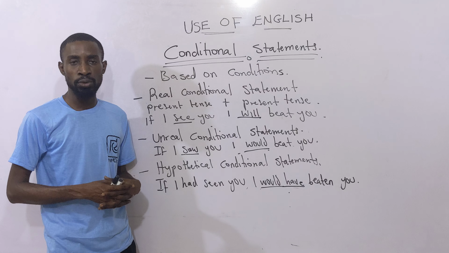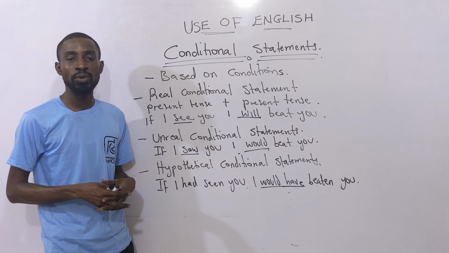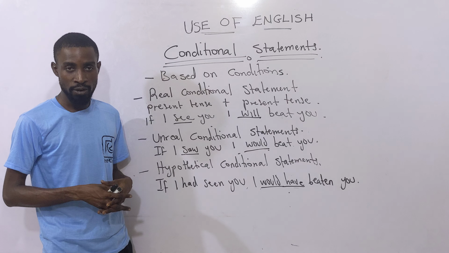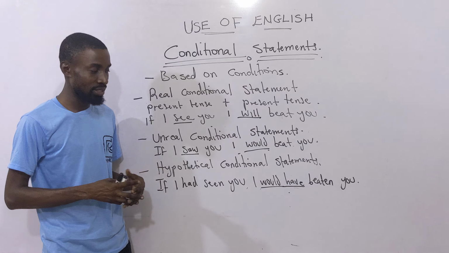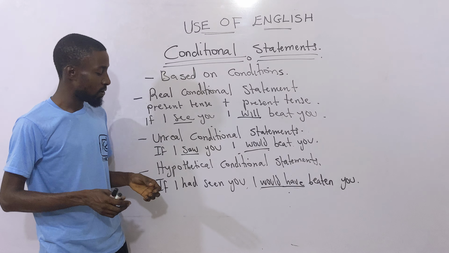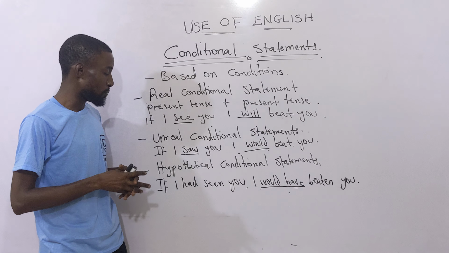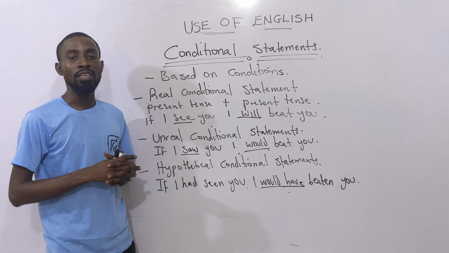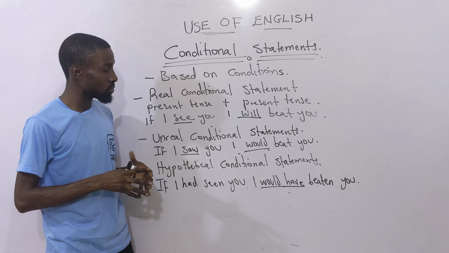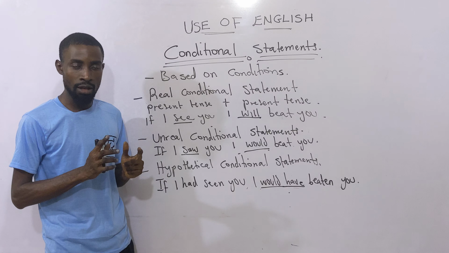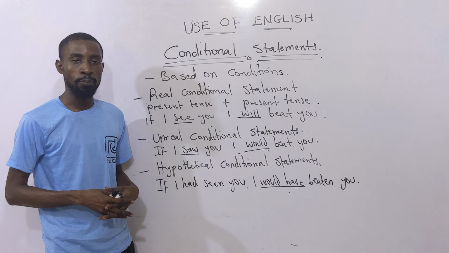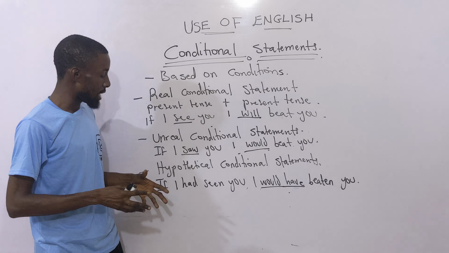So in that case, what do you have? If I had seen you, I would have beaten you. That means what they are discussing is not even now. It happened in the past and it never saw the light of day. Had plus past participle, that's the formula in the first clause. Second clause, would plus have plus past participle.